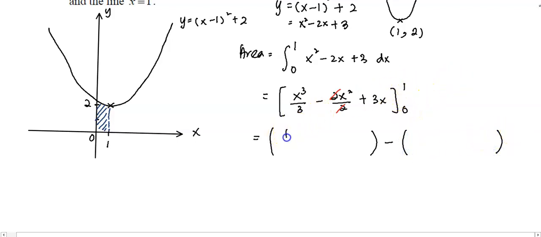Substitute upper limit 1 inside, you have 1 over 3 minus 1 plus 3. Substitute lower limit, you got 0. Then we can calculate the final answer. You will have 7 over 3 units squared.